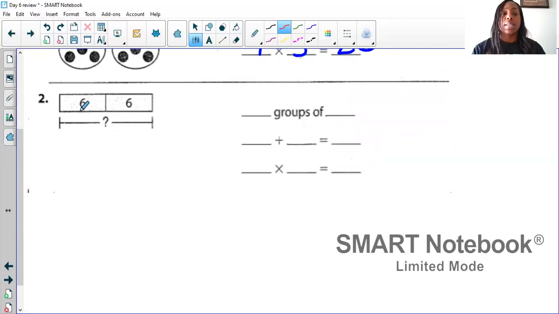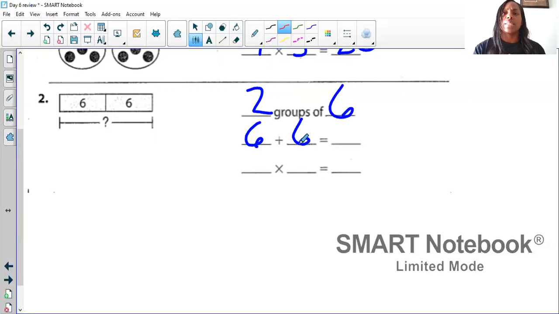I'm seeing this tape right here. That's the tape diagram. How many groups of 6 do we see? 2. 2 groups of 6. Very good. So what should that addition equation look like? Well, we see it right there. It should be what? 6 plus 6. Why is it not 2 plus 2?